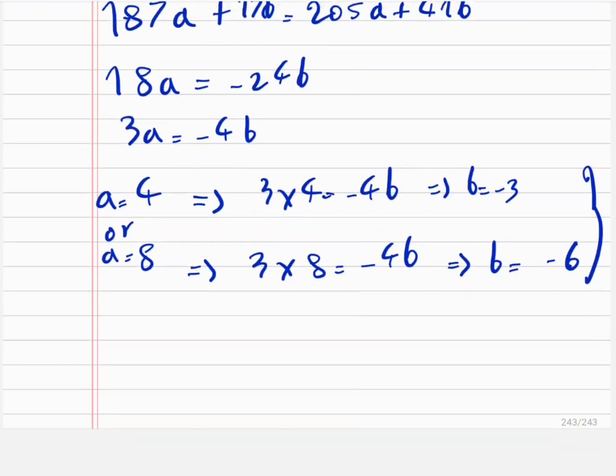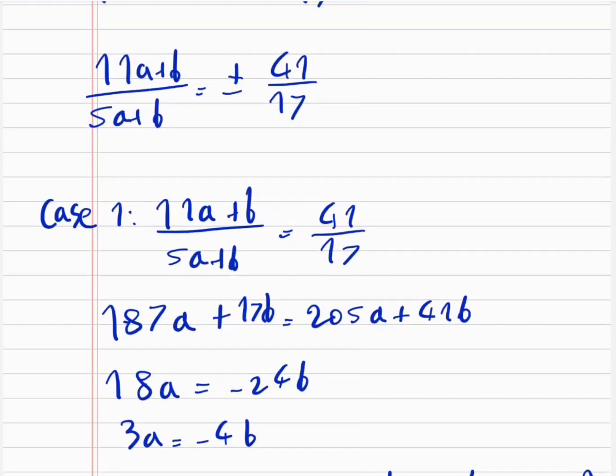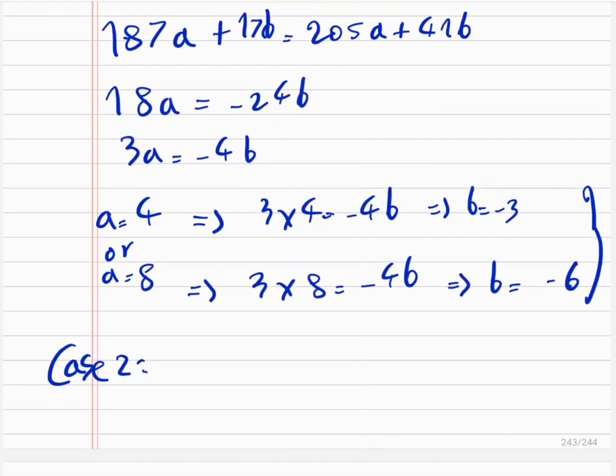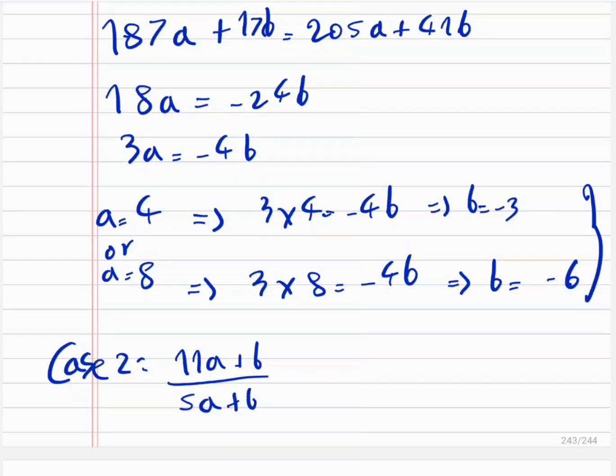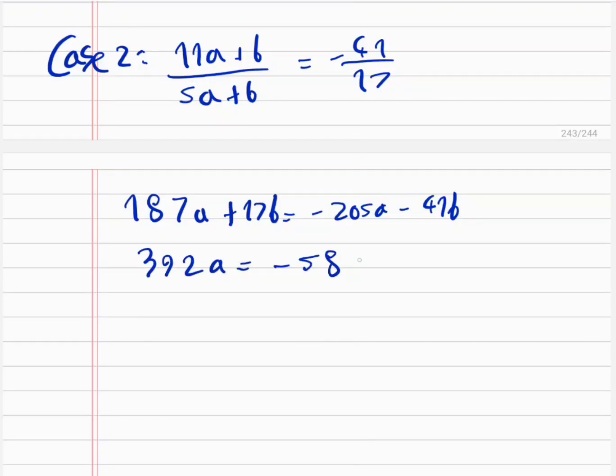For the second case, we need to consider that the right hand side is negative. So we have (11a + b) over (5a + b) is minus 41 over 17. This case is very easy because we'll have 187a + 17b is equal to minus 205a minus 41b, and we just need to rearrange. So 392a is minus 58b, and then b is simply equal to minus 196 over 29 times a.